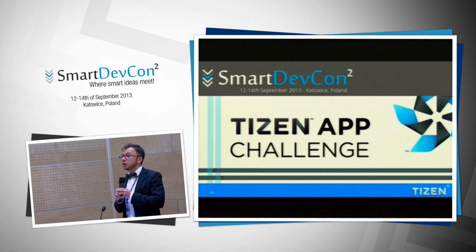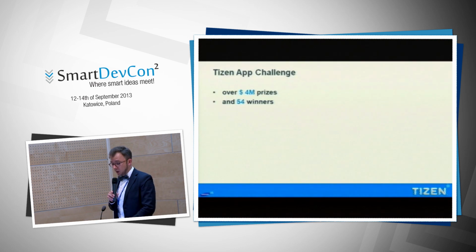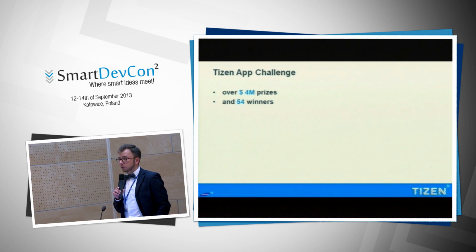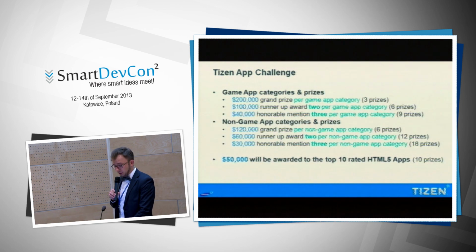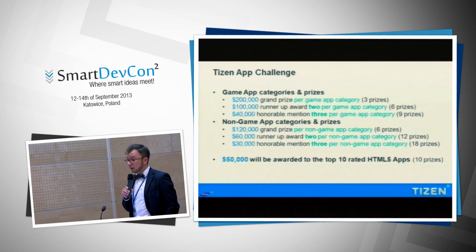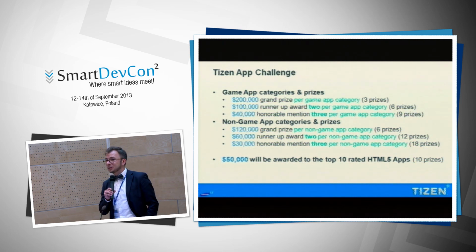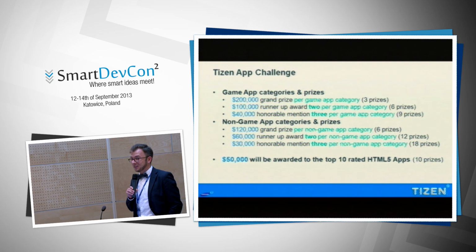So there is an app challenge, and we have a lot of prizes. In total it is more than 4 million US dollars, and there are 54 prizes. And we have 9 categories, 3 for games and 6 for non-games applications. And you see the prizes, and there is a large number of them.